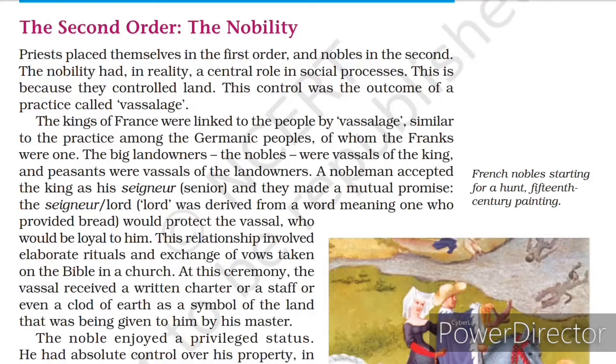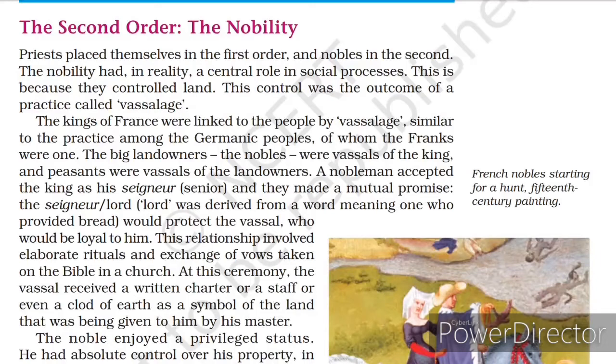The French kings were linked to the people by vassalage, which was similar to a custom among the Germanic people, of whom the Franks were one. In a very simple way, it can be explained that the kings of France and the people are in relation, but indirectly. And the link between the kings and the peasants are the nobilities. In the practice of vassalage, the nobility gives the land to the peasant, the peasant grows something, the nobility gets something from the peasants, keeps some for himself and gives some to the king.